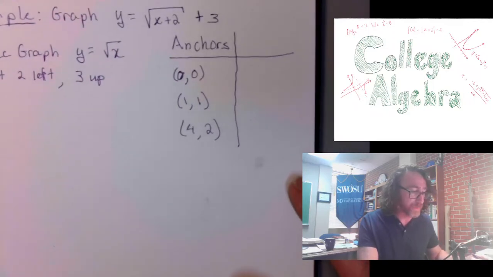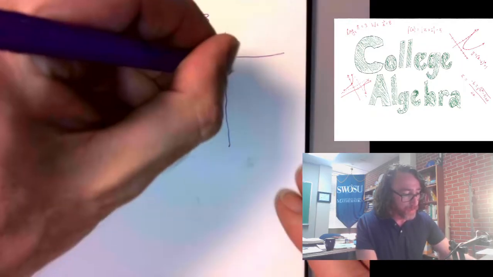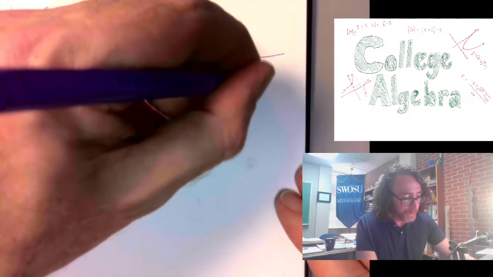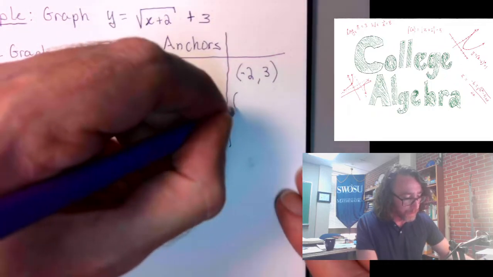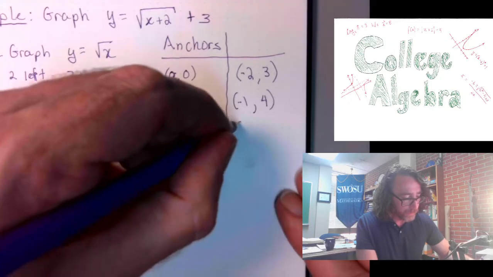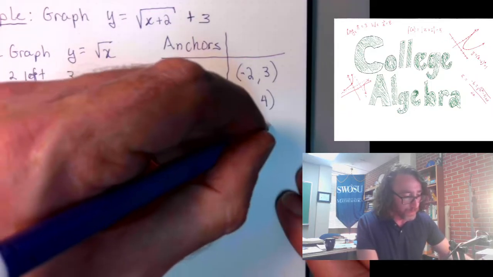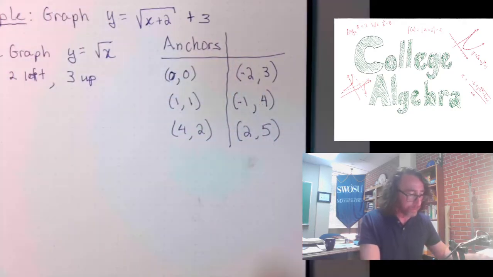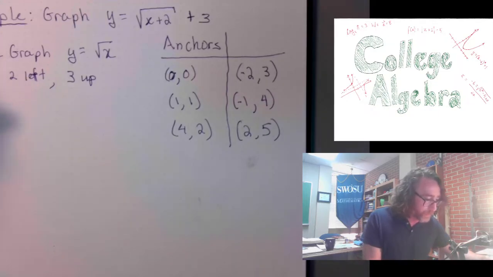So let's see what happens to our anchors. If I'm at 0, 0, and I go 2 left and 3 up, I'm at negative 2, comma 3. 2 left, 3 up from 1, 1, I'm at negative 1, comma 4. From 4, 2, 2 left would be an x coordinate of 2, and 3 up would be 5. So I use that information to draw my graph.